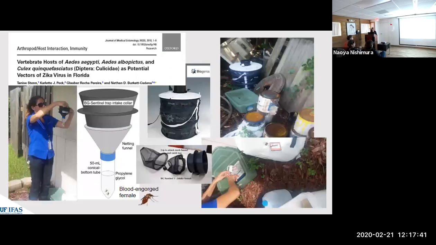This was a modification of the intake funnel of a BG trap net to accept a Falcon tube with a preservative. This novelty allowed us to collect for 1 week blood-engorged females in the field for blood meal analysis. We also attached a timer to the battery to control the trap operation and also increase the battery lifetime.